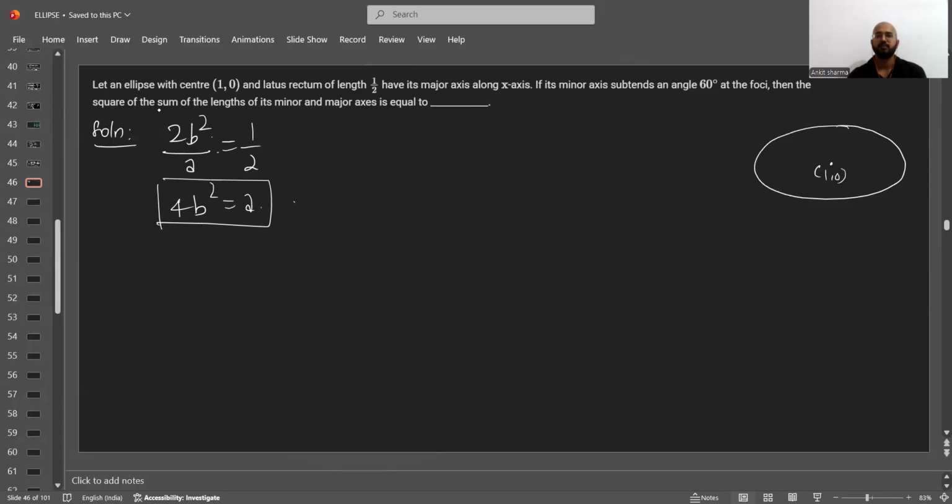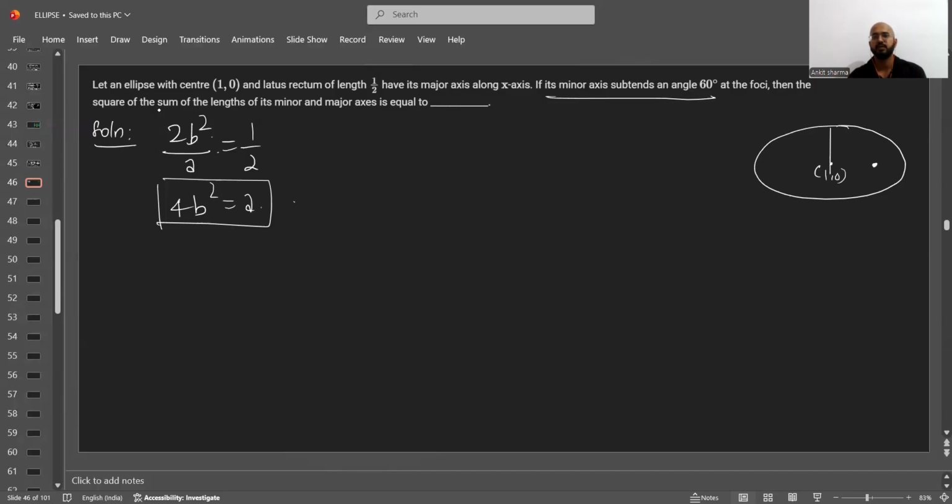Now what do we need? It has its major axis along the x-axis. So the major axis is this much only, and that's not the problem. Now its minor axis subtends an angle of 60° at the foci. So here somewhere is going to be my foci. Eccentricity is also not given. So this is the foci here.